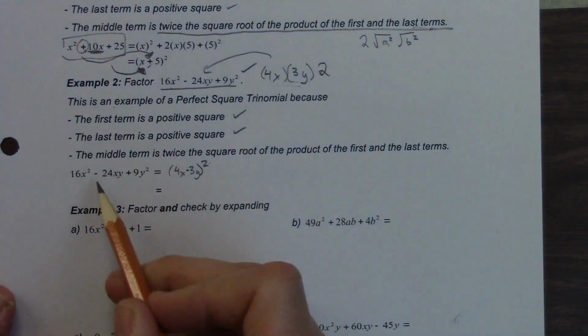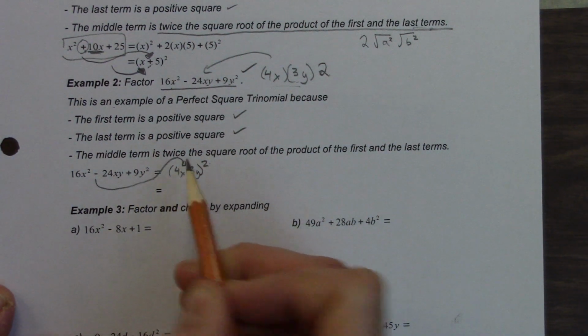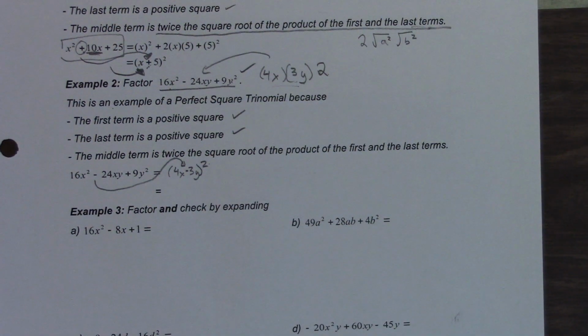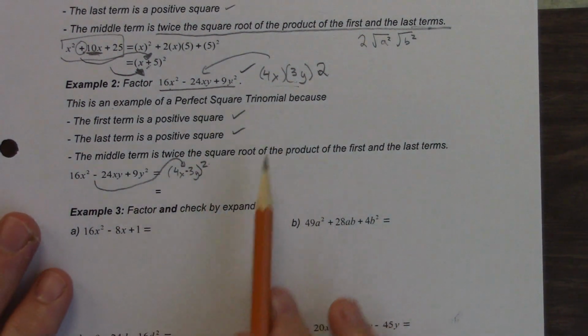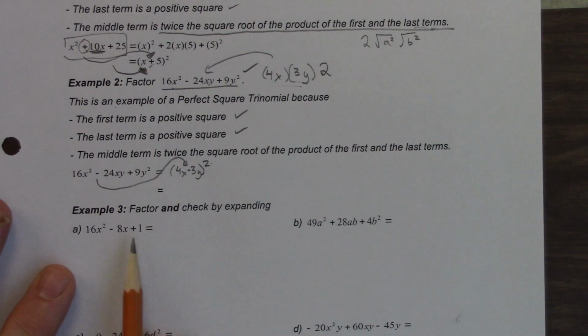So whatever this sign is here goes there. That's it. Any questions? Easier than Con? Yeah. Way easier, right? Just checking the first and last, and then seeing if twice the product of their square roots is the middle term. All right. Factor and check by expanding.